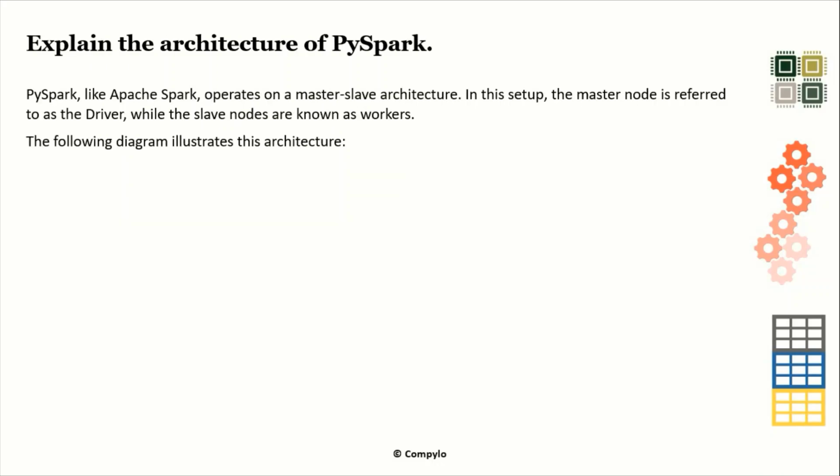Next question is explain the architecture of PySpark. PySpark, like Apache Spark, operates on a master-slave architecture. In this setup, the master node is referred to as the driver, while the slave nodes are known as workers. When a Spark application is executed, the Spark driver creates a SparkContext, which serves as the entry point to the application. All operations are carried out on the worker nodes, with resource management for these operations handled by cluster managers.